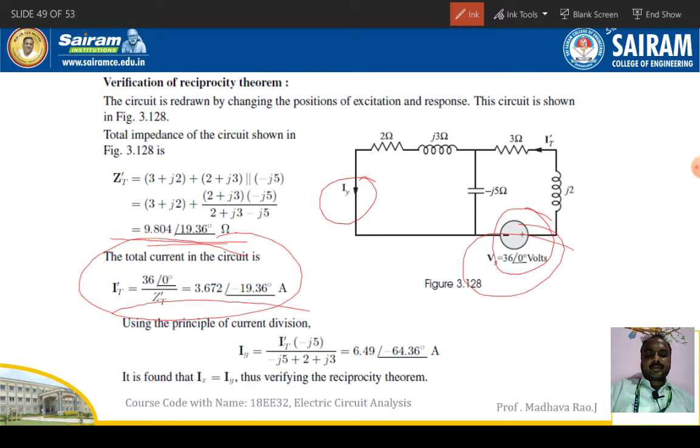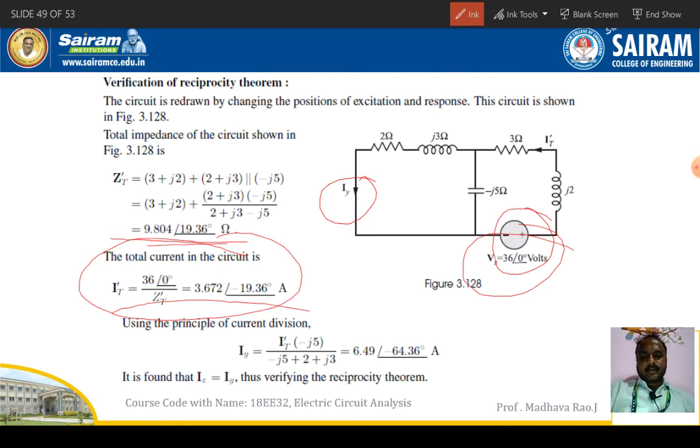Using the principle of current division, Iy is equal to the total current into the opposite resistor divided by the total resistance. Here we take impedances and reactances. So Iy is equal to the total current IT dash into (-j5) divided by (-j5 + 2 + j3). If you calculate, you will get 6.49 at an angle of -64.36 degrees.